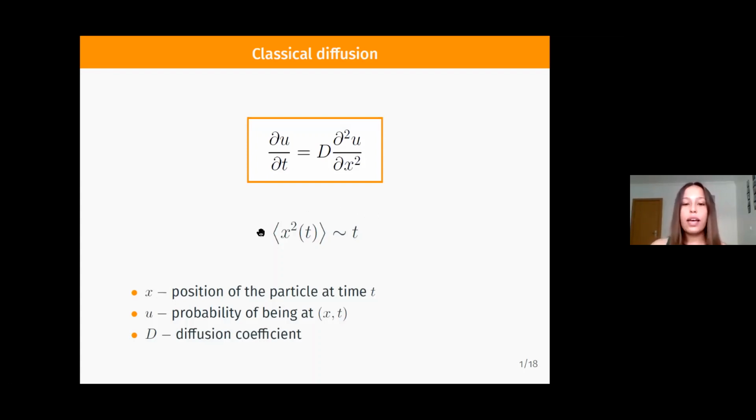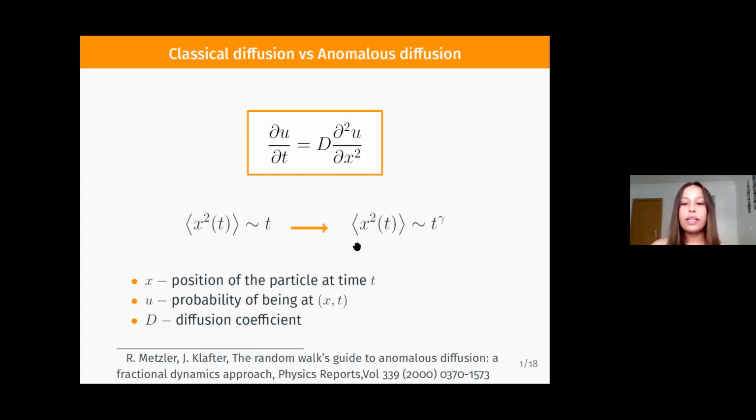In this case, if the second moment grows according to a power of t where the power is not 1, we have anomalous diffusion. If gamma, the power of t, is less than 1, we are in the presence of subdiffusion, which can be seen as the spread of the particles being a slower process compared to the classical diffusion. If gamma is greater than 1, we are in the presence of superdiffusion, which is the faster spreading of the particles.